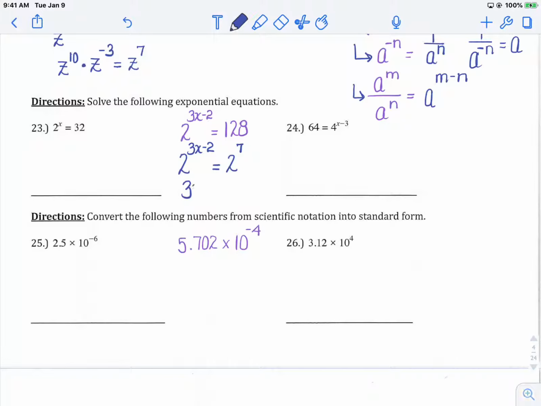Once the bases are the same, then I can go ahead and drop the bases and say that the only part that then has to become equal is those exponents and solve from there. Okay, and that's a nice linear equation we could solve to get that x is 3. So in 23 and 24, make sure you're showing those steps that show you getting the base the same first on both sides and then making the equation out of the exponents.